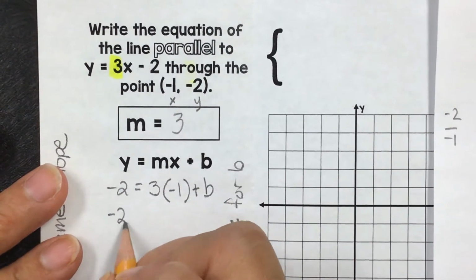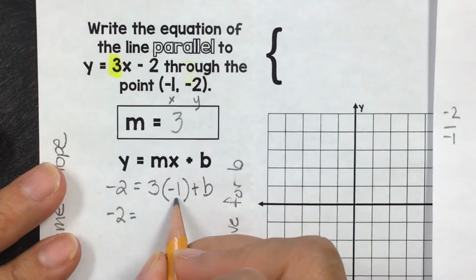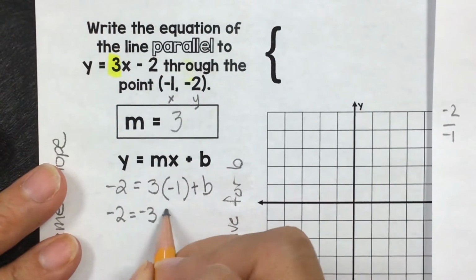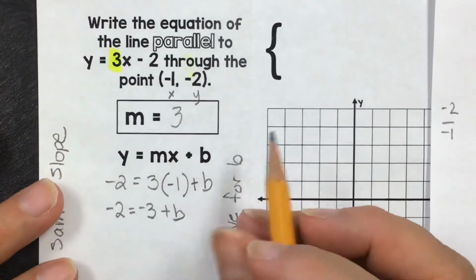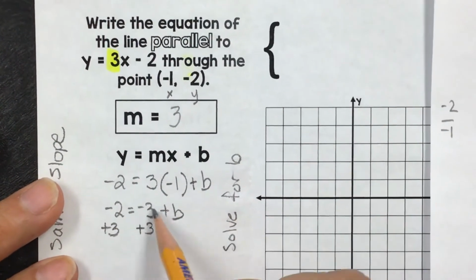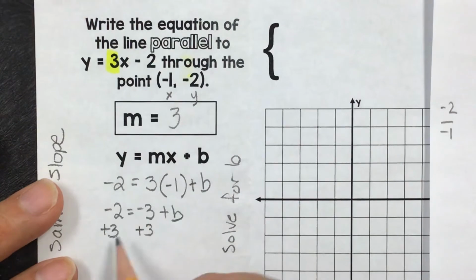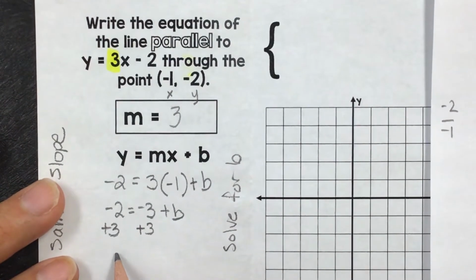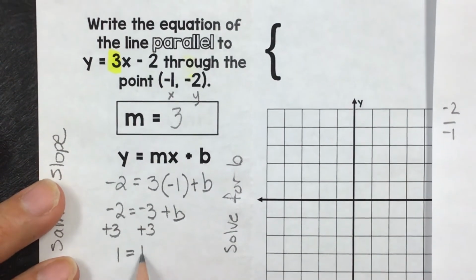Simplify this, we got -2 is equal to 3 times -1, which is -3, plus b. We're going to add 3 to both sides because this had a -3. That gives me 1 is equal to b.